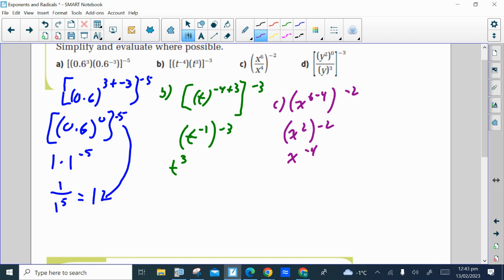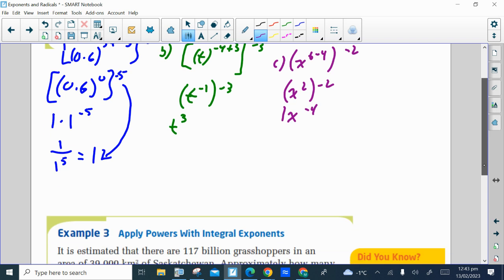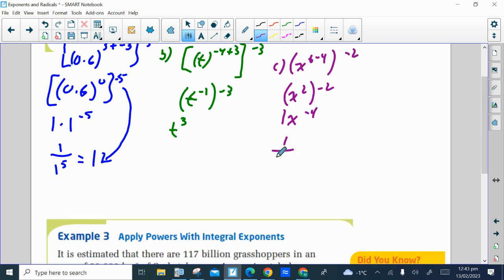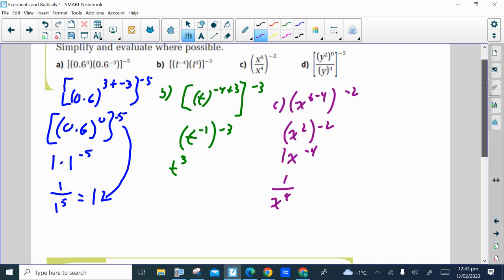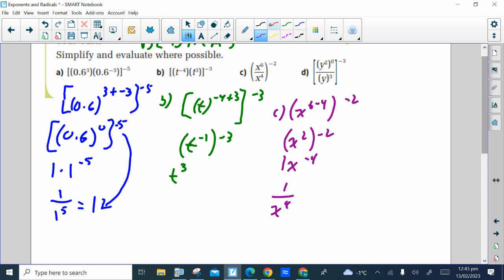Are we done, Sal? Why not? Okay, we can add a coefficient of 1 there. And what happens to the x now? It goes to the bottom. And when you move it from top to bottom, the exponent sign changes. We always have to leave our answers with positive exponents. Right? So there's the final answer for question C.